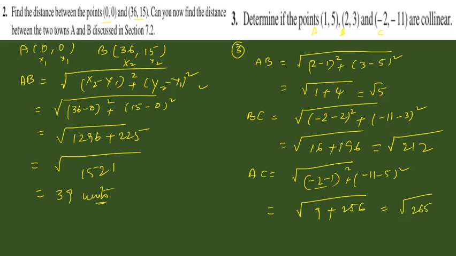Now, you cannot write this root 212 in terms of root 5. So they all have different numbers and there is no relation. So the points are not collinear. Collinear means the biggest distance should be written as the sum of the other two. Can I write AC is equal to BC plus AB? This is the big one. You can't write that. So that is the reason the points are not collinear.